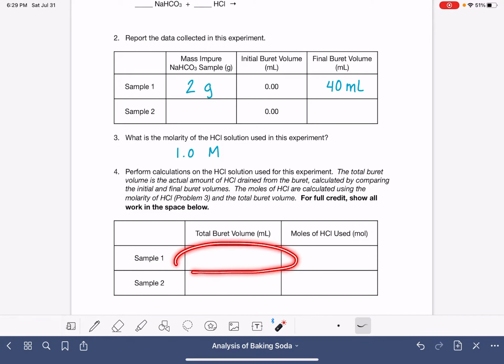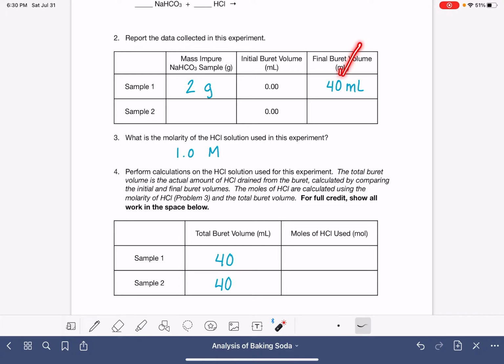First, you're going to report the total burette volume for your 2 samples that you worked with. The total burette volume is the difference between the initial and the final burette volumes, and since the initial is always at 0, it makes it super easy for us to report the total burette volume. This is one of the reasons why burette volumes are marked backwards.